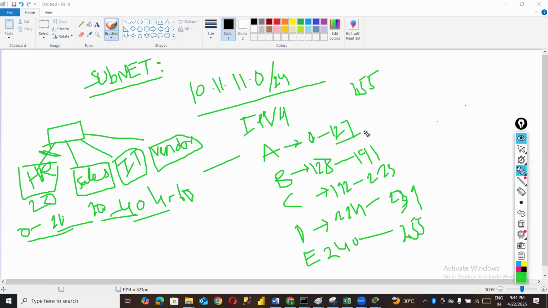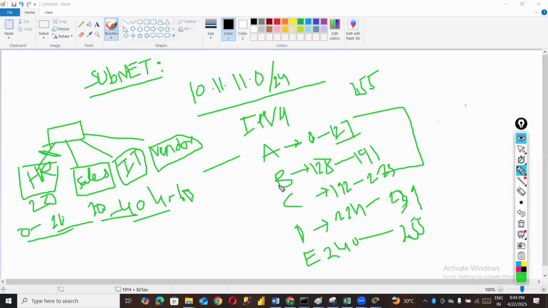Okay, we divided the classes, but why do we have to divide? There is a specific purpose. For example, Class A and Class B ranges we use for unicasting. We can use them in organizations like companies or private organizations. We will use these IPs.